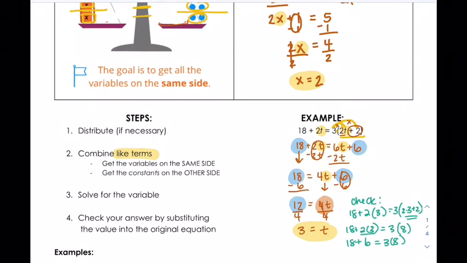18 plus 6, which equals 24, equals 3 times 8, which is 24. So yes, this is true. And it means that yes, t really does equal 3.